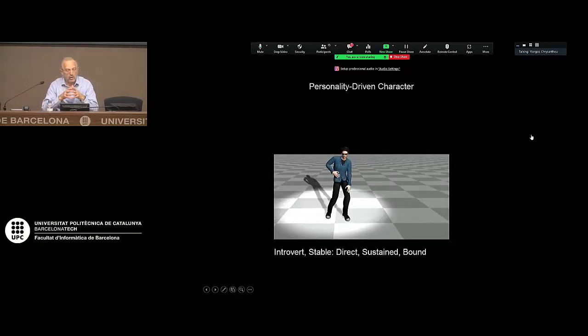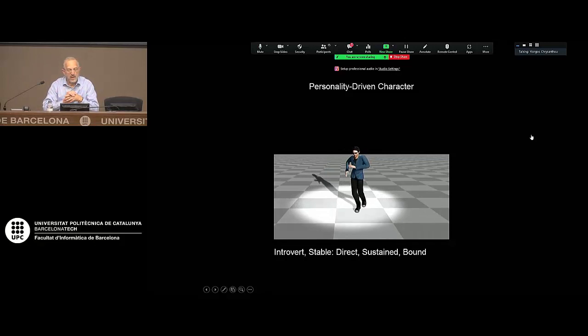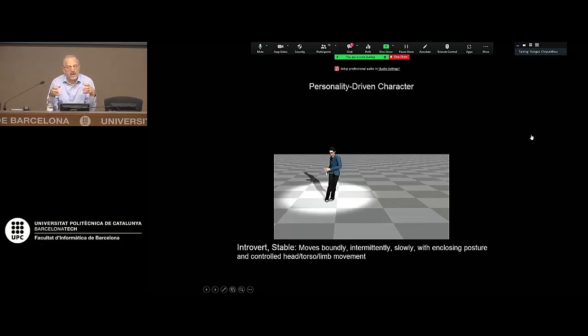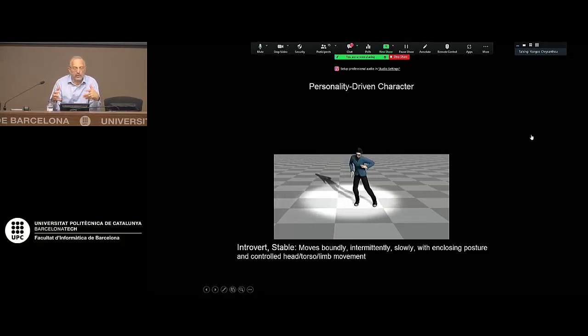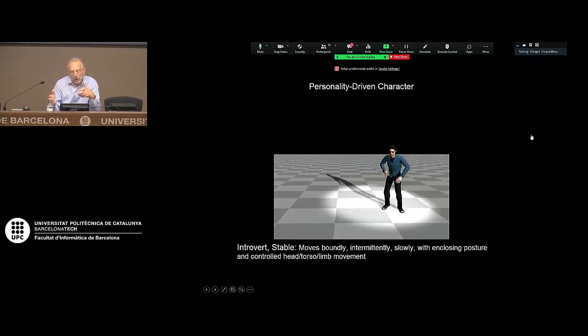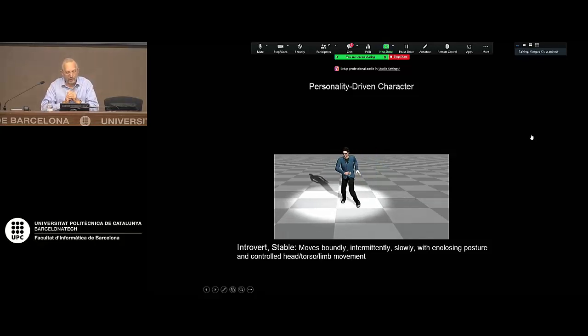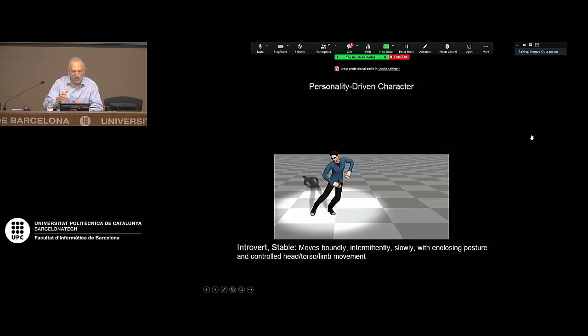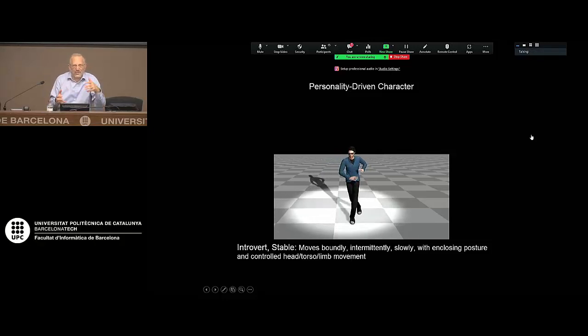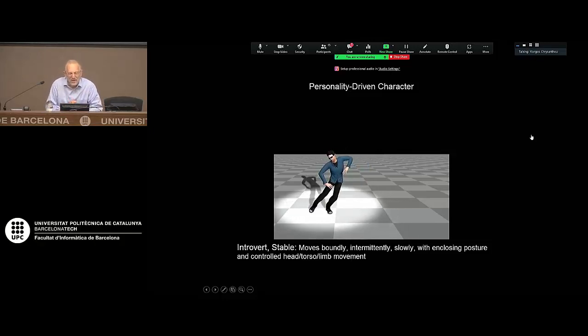Now, if you change the parameters to be introverted and stable, then these motions sort of come in a little bit. He holds on to the motions a little longer. It's a little choppier, and the movements don't have as wide a range. His head doesn't move as much. And I like to joke, this is probably more like the way I would move, because I just feel a little constrained if I'm moving around.